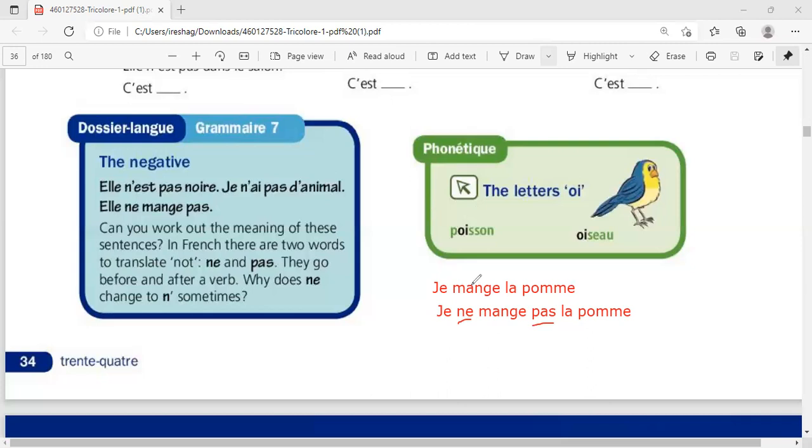Those who completed writing this, in your writing book, write down this example. Elle n'est pas noire, je n'ai pas d'animal, elle ne mange pas. Write down these three sentences and you need to write down the meaning of the particular sentence in front of the word. You write elle n'est pas noire and then write down the meaning. Je n'ai pas d'animal, then write down the meaning. Elle ne mange pas, write down the meaning.